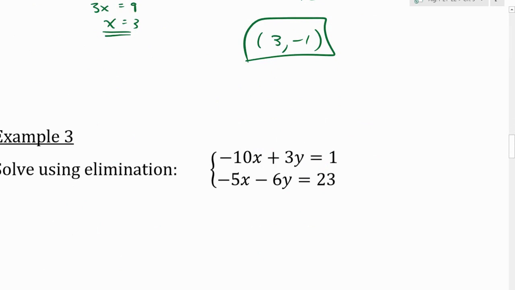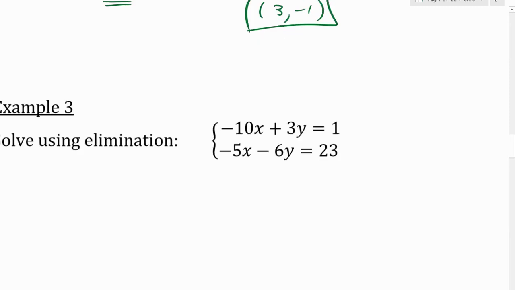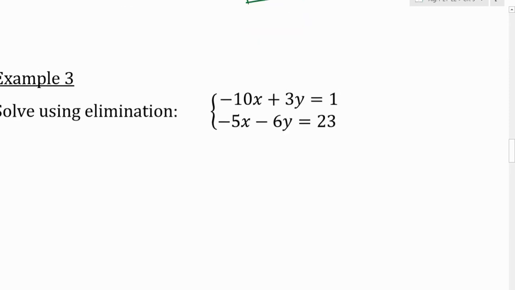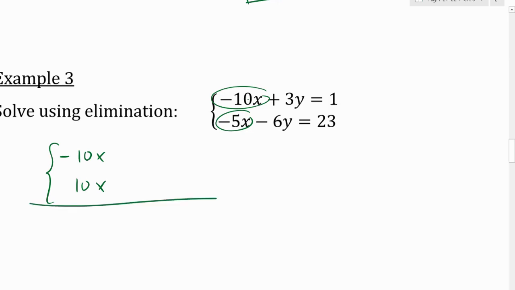This one, about the same, maybe a little different. Here's what's got to happen. If you want to eliminate the x's, you look at the x's. Negative 10 and negative 5, what could you turn them both into? Because just multiplying both sides. What if I made this one negative 10x and this one positive 10x? Then they would eliminate out, right? Okay, so I didn't change the negative 10x here, so I'm not going to change that whole equation.